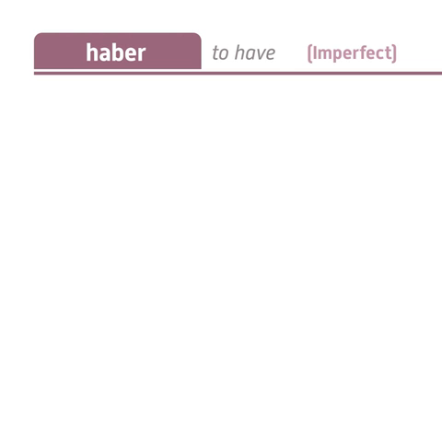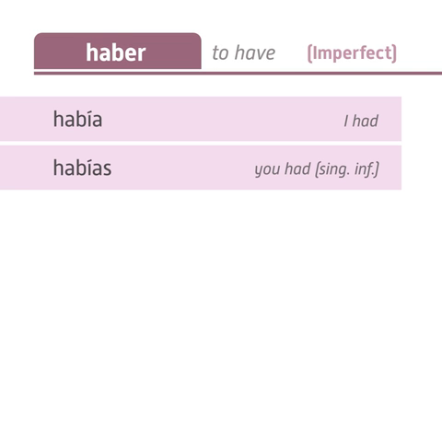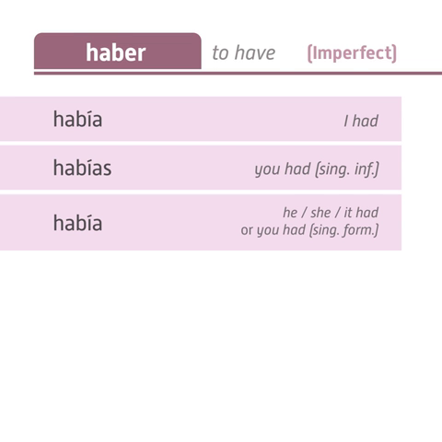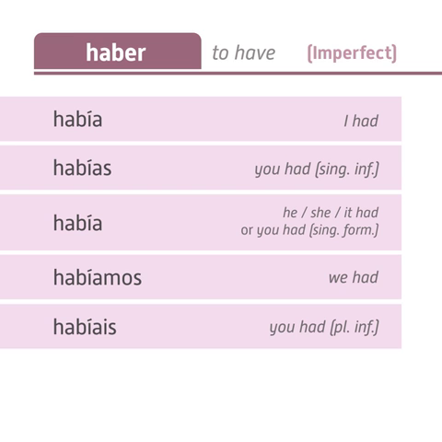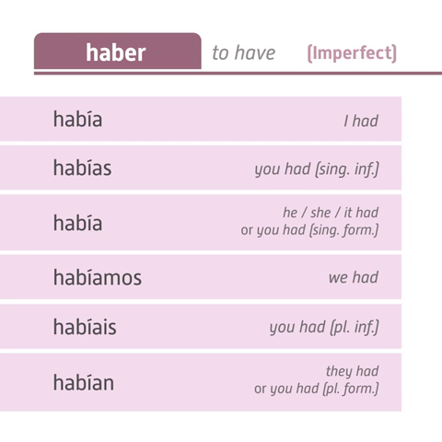We have Había, meaning I had. Habías, meaning you had, where you is singular and informal. Había, meaning he had, she had, or it had. It also means you had, where you is singular and formal. Habíamos, meaning we had. Habíais, meaning you had, where you is plural and informal. And finally, habían, which means they had or you had, where you is plural and formal.